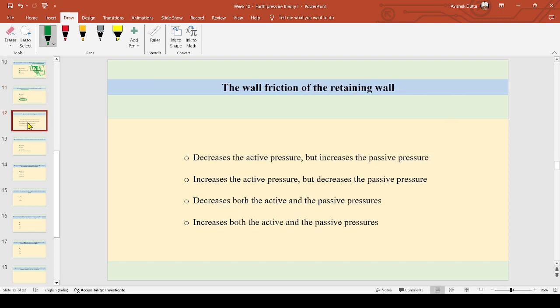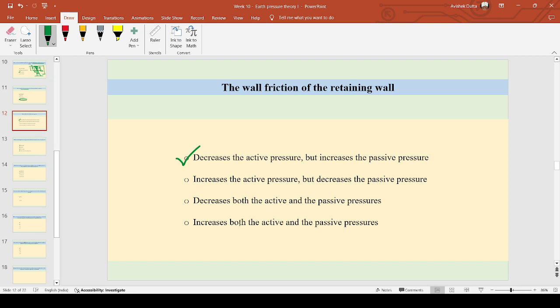The wall friction of the retaining wall. What is the answer? What does it do? Option A, sir. Someone else was saying increases. Your option I heard, and your option is right. Option A is right. It decreases the active pressure.